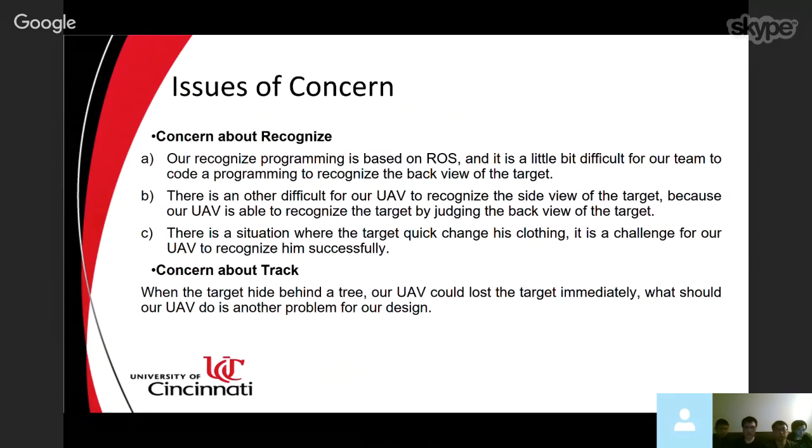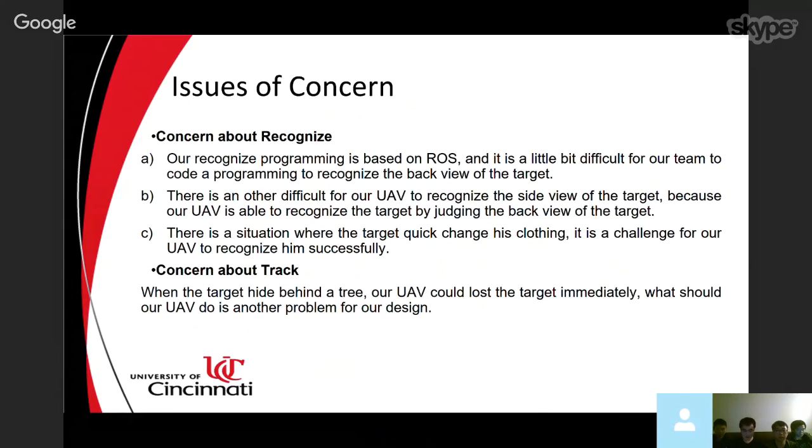When the target suddenly turns left or turns around, it is a challenge for our UAV to recognize the target. And the third issue of concern is recognition of the target when the target quickly changes his back view. For example, we can imagine the situation where our target quickly takes off his coat, and then the change of his back view will increase the difficulty of our UAV recognition.